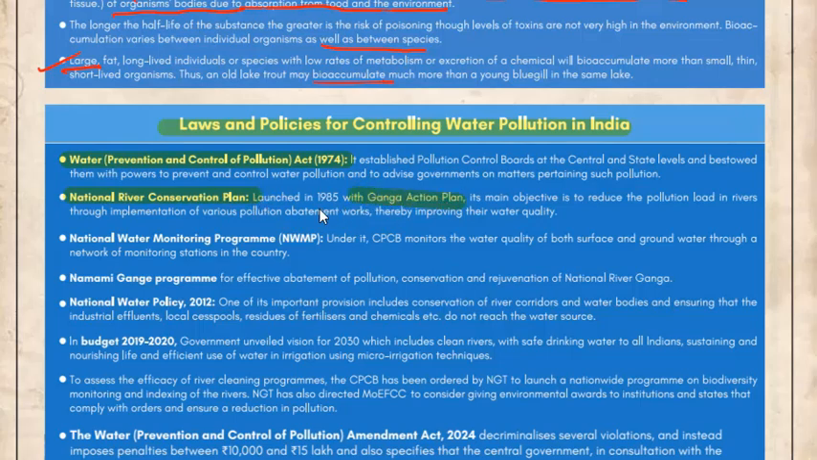Under this, the Ganga Action Plan of 1985 is also there. Its main objective is to reduce the pollution load of the river through the implementation of various pollution abatement works, thereby improving the water quality.